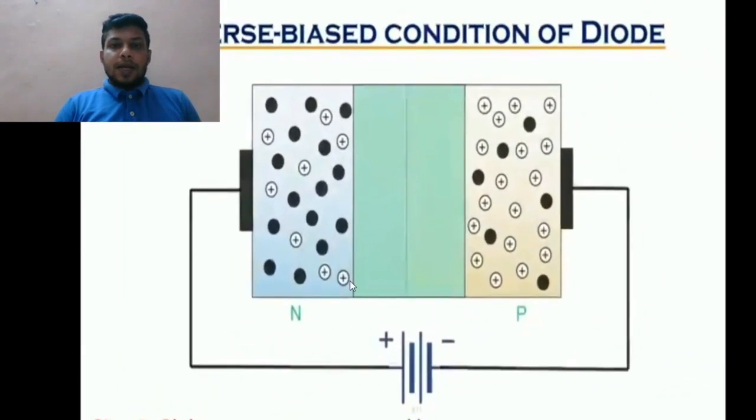This is the reverse bias condition. Here we can see that the N side is connected to the positive side of the battery, and the P side is connected to the negative side of the battery. What happens is that the electrons are attracted towards the positive side of the battery, and the holes are attracted towards the negative side of the battery.